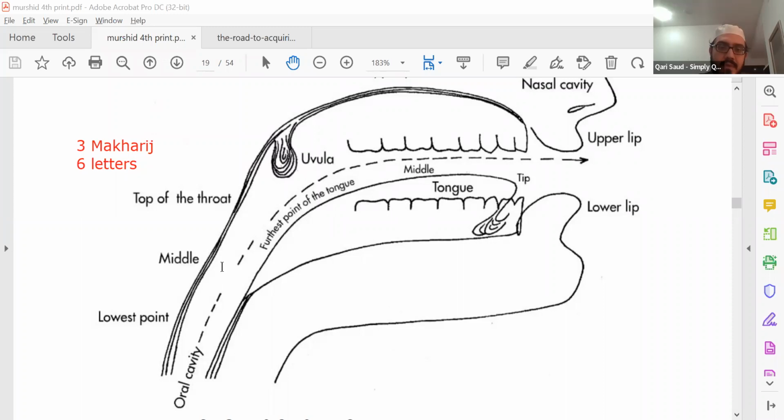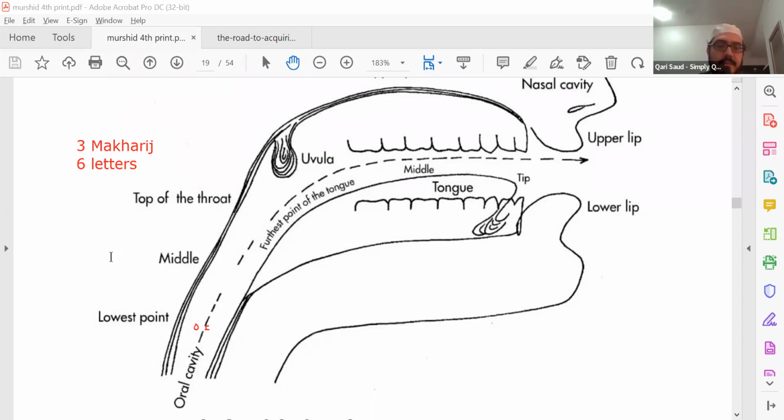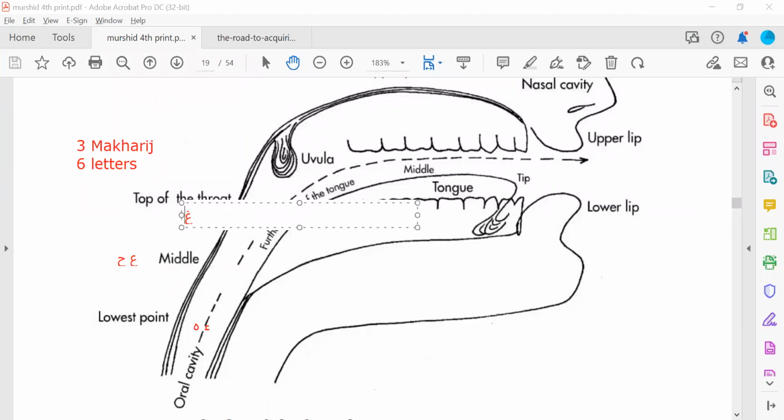Let's go to the middle of the throat here. Which letters do we have in the middle of the throat? Or actually, let's go to the bottom part of the throat. What letters do we have? Hamza and Ha. Good. Middle part of the throat we have Ayn and Ha. And the top part of the throat we have Ghayn and Kha. Very good. So we have the lower part of the throat again.